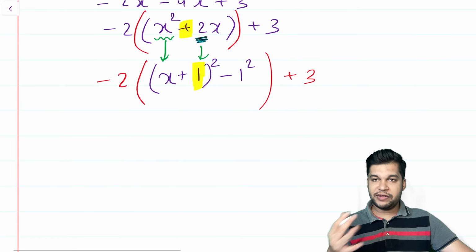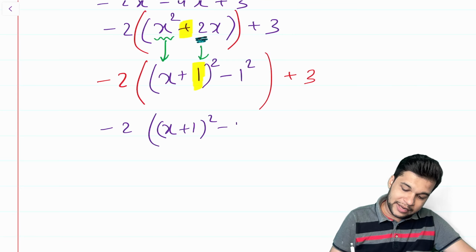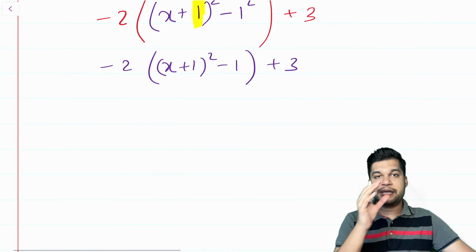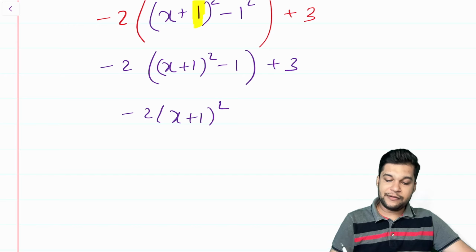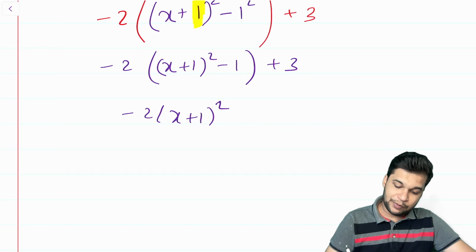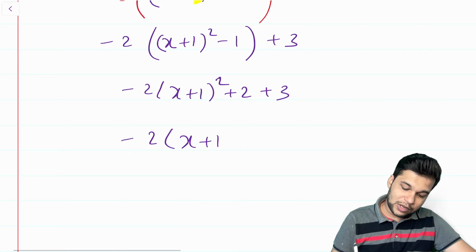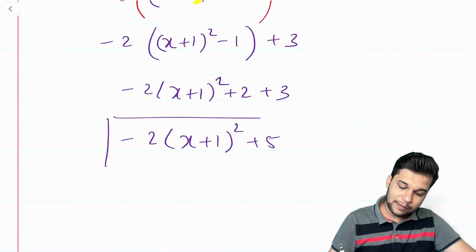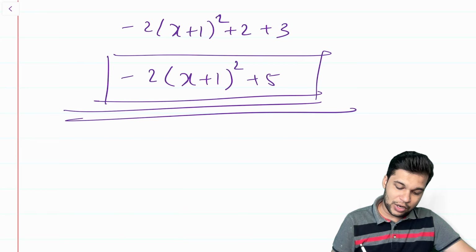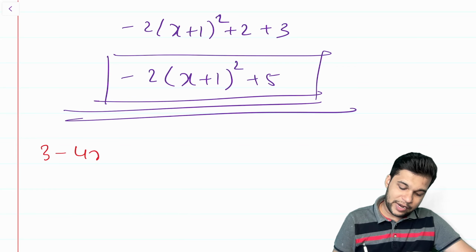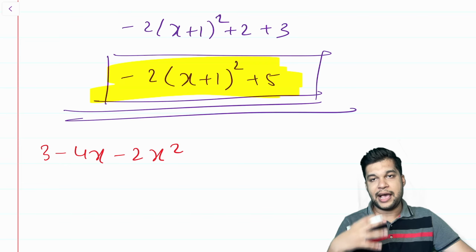Now you simplify this, so it becomes negative 2 times x plus 1 whole square minus 1, plus 3. Now you multiply negative 2 inside, so it becomes negative 2 times x plus 1 whole square. Negative 2 into negative 1 becomes positive 2 plus 3. Okay, so negative 2 times x plus 1 whole square plus 5. This is how completing the square method works. Earlier your expression was 3 minus 4x minus 2x square, and now the same expression looks like this. So this is known as completing the square method.